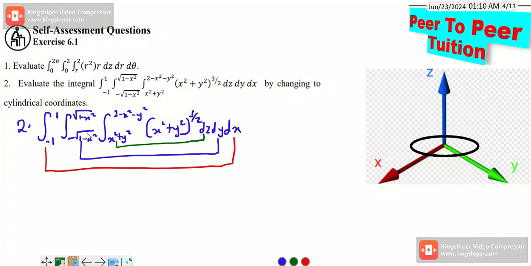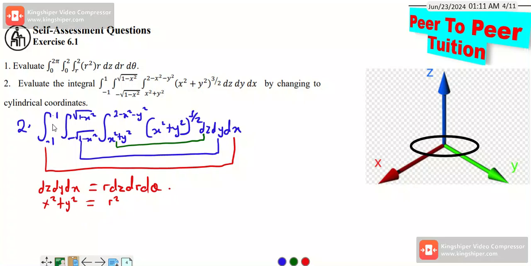So what we need to do is to convert these coordinates. They are all Cartesian coordinates, in terms of x, y, and z. But we know that in cylindrical coordinates, dz dy dx is going to be written as r dz dr d theta. So that is the first thing to take note. Don't forget this. Then the next thing is that x squared plus y squared in cylindrical coordinates is r squared.